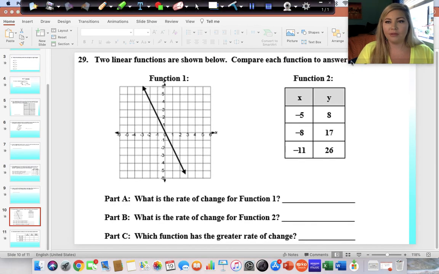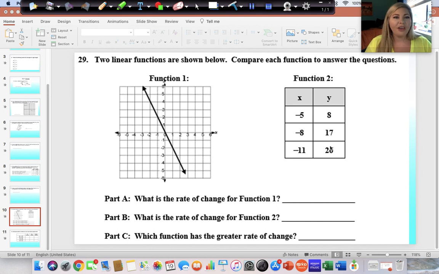I need to make myself smaller. There we go. Okay, two linear functions are shown below. Compare each of the functions to answer the questions. Okay, so it wants to know the rate of change. Rate of change is simply our slope. This is another word for slope.